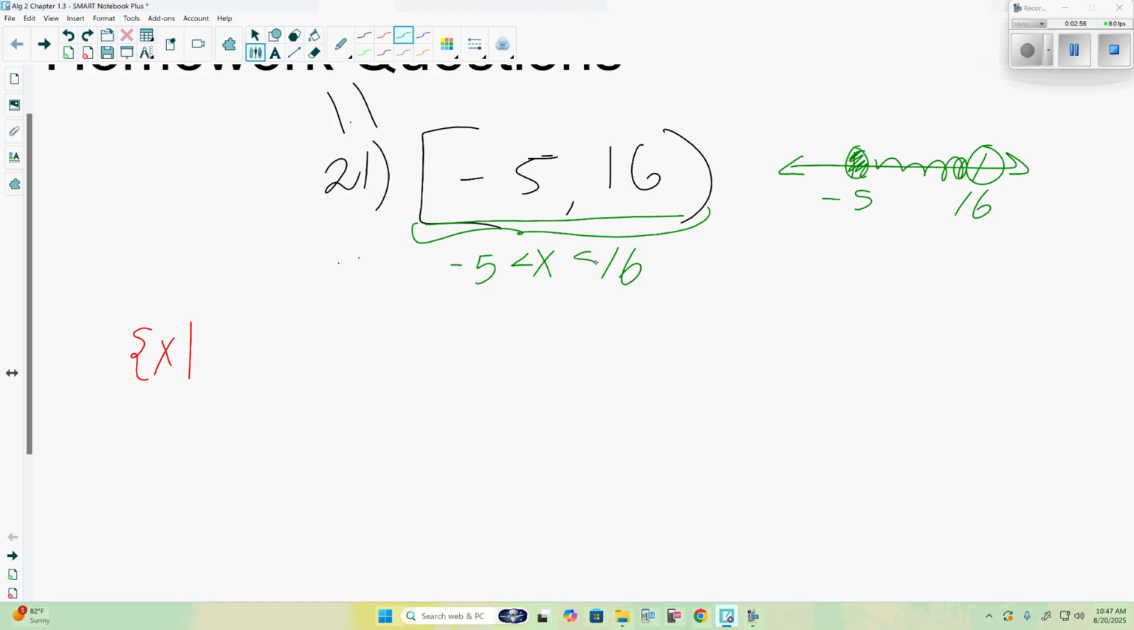Here, the two endpoints that we have are -5 and 16, and x is in the middle. So for inequalities, we'd put it in the middle. Because there is a bracket with -5, we'd say less than or equal to. Or sorry, -5 is less than or equal to x, which is less than 16. So -5, less than or equal to x, less than 16.